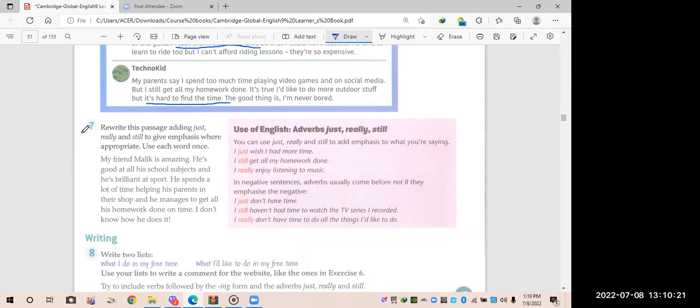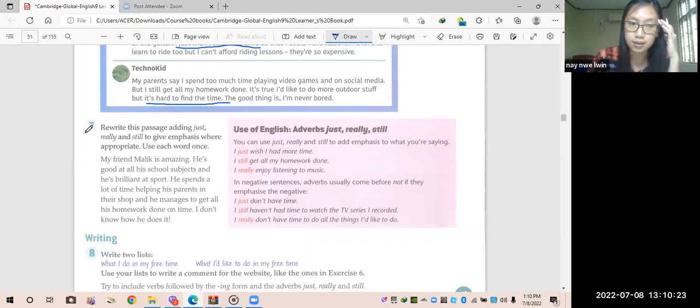Okay, so you have to write the passage by adding just, really, or still where appropriate to give more emphasis on the meaning. Okay, so we'll do number 7.